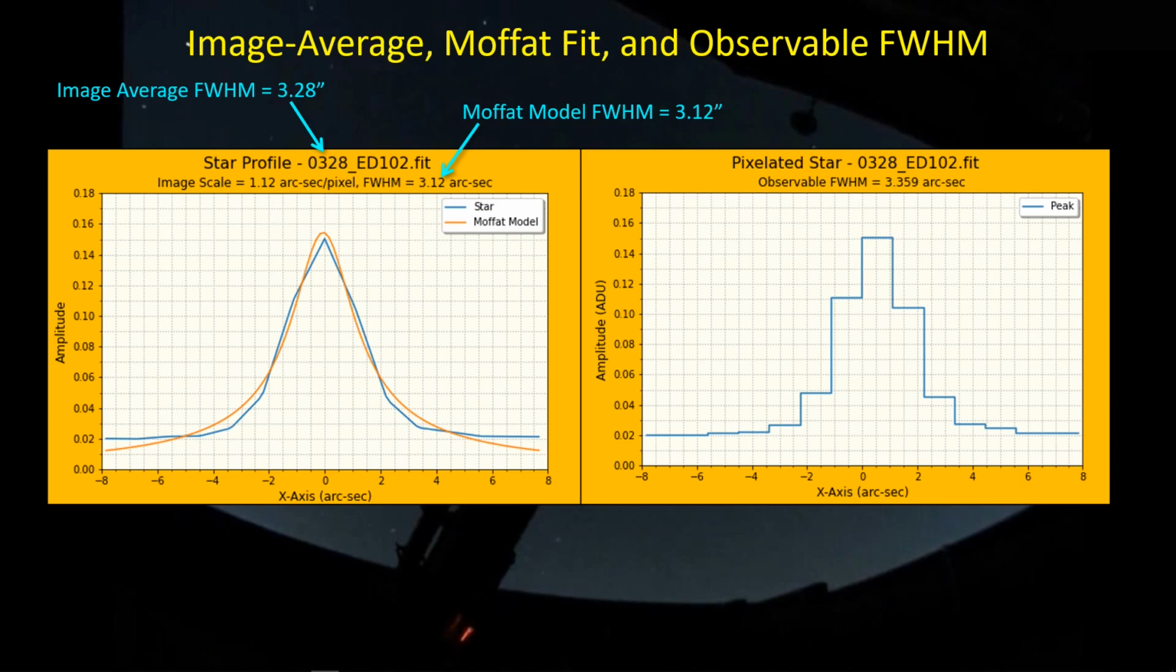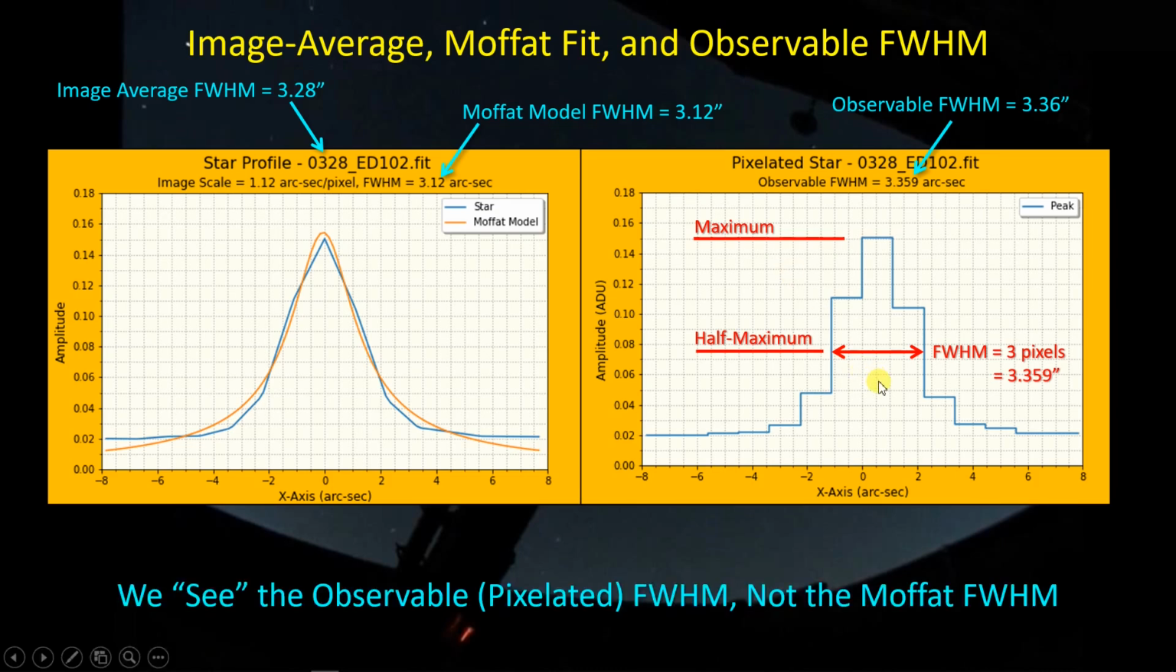What we're seeing is a pixelated image where the pixel values are spread over the width of a pixel, and that's what you're seeing here. As we step up here, it gets brighter, each pixel gets brighter, but that brightness is constant across the width of a pixel. And so we could look at this image and say, well, there's our maximum, there's our half maximum, there is the full width at half maximum, and if you count, you have 1, 2, 3 pixels. Multiply the 3 pixels times the image scale of 1.12 arc seconds per pixel, and that gives you 3.6 arc seconds for the full width at half maximum. This is what we actually see when we look at an image.